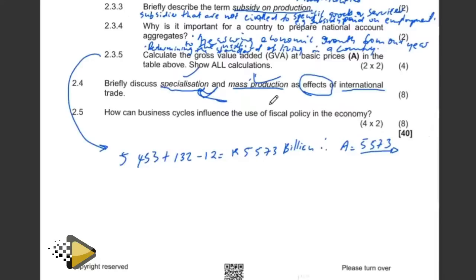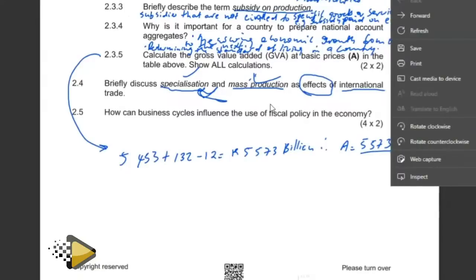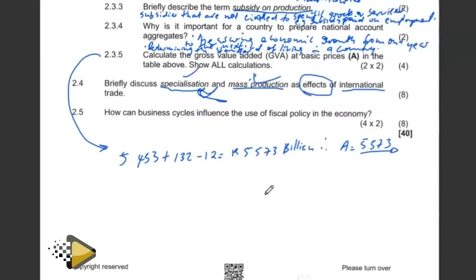Okay, right. So now moving on to the next question, which is 2.5. 2.5 needs: how can the business cycle influence the use of fiscal policy in an economy.